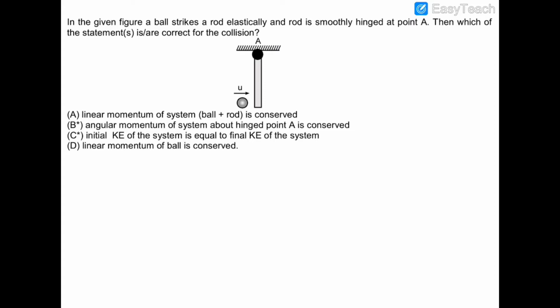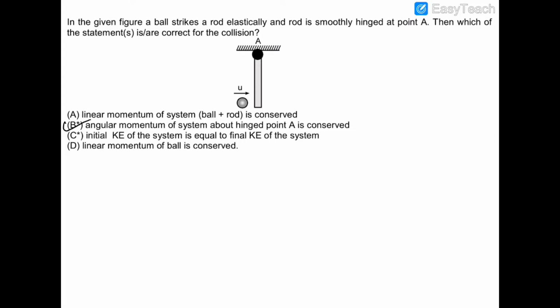Now, angular momentum of the system about hinge A is conserved. This is absolutely correct, because about hinge A, the torque of the hinge force will be 0, as well as the force which the ball applies on the rod is cancelled out by the force by which the rod applies on the ball. So for the system containing rod and the ball, the net force is 0 apart from the hinge force, and the torque of the hinge force itself is 0. So the angular momentum about the hinge is conserved. So B is the correct answer.